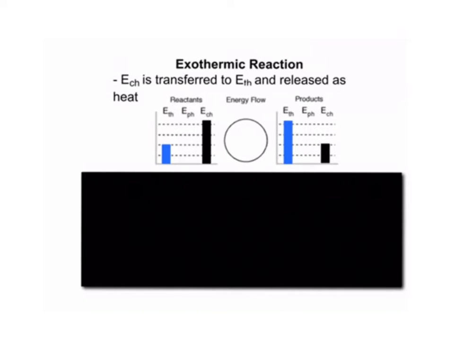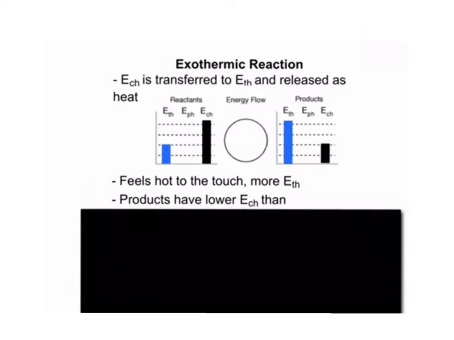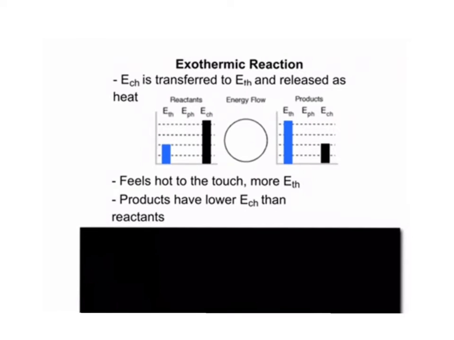Now, some key things about exothermic reactions. It's going to feel hot to the touch because there's an increase in thermal energy. So if we did that experiment in a container, the container would feel really hot because we increased the amount of thermal energy in the system. The products have a lower chemical energy than the reactants, which we see in the bar chart. We see that the chemical energy here is a lot higher than it is over here with the products. So the products have a lower chemical energy.